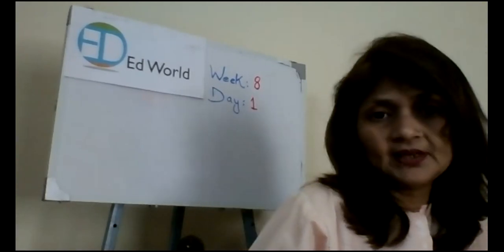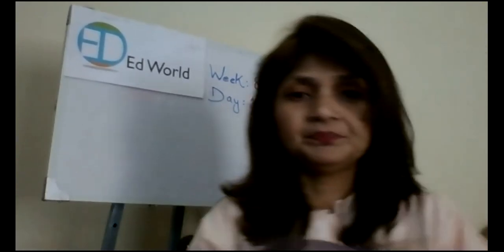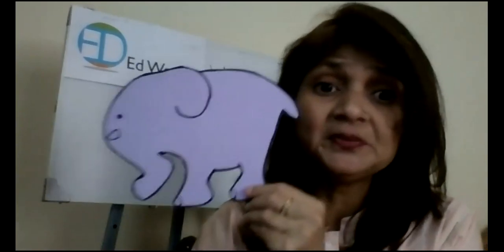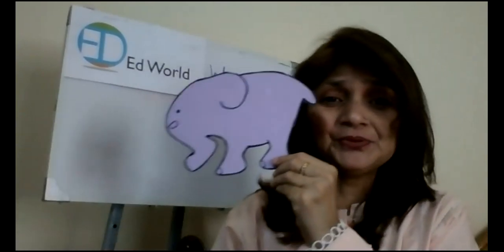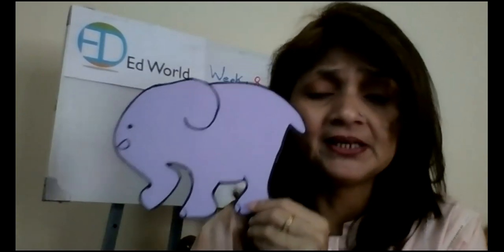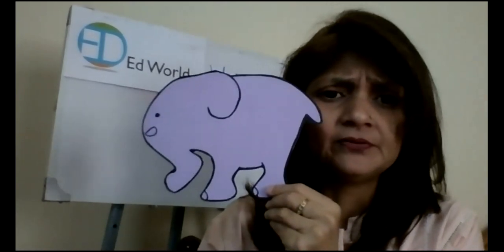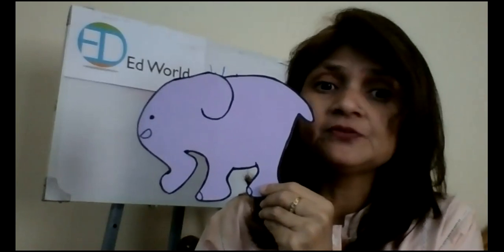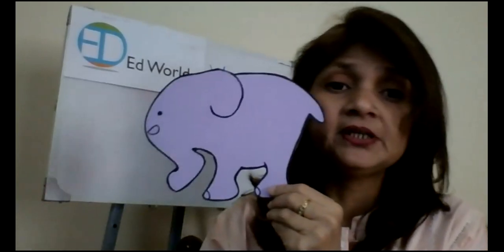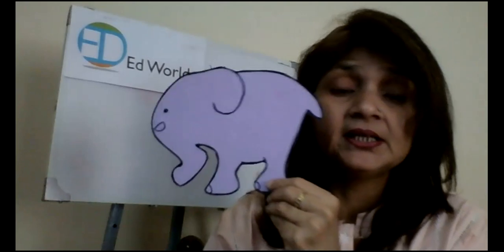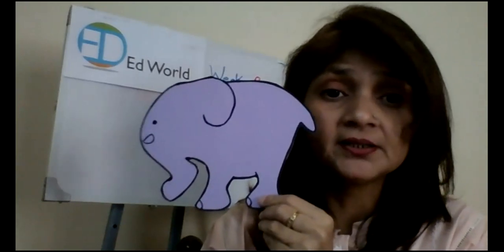Okay. Now, my first picture is this. Which animal is this? It's a cute little elephant, right? This is an elephant. And where does elephant live actually? It lives in the forest. It can live in the wild places, right? In the forest, in the jungle, right?